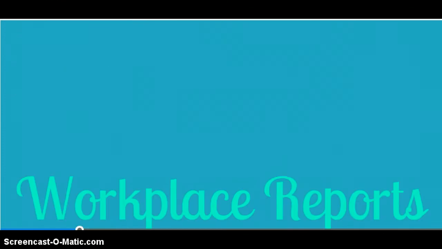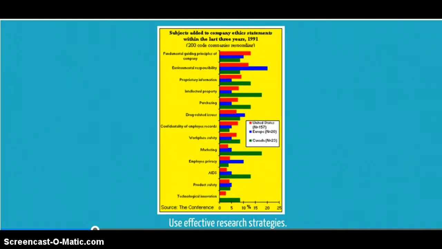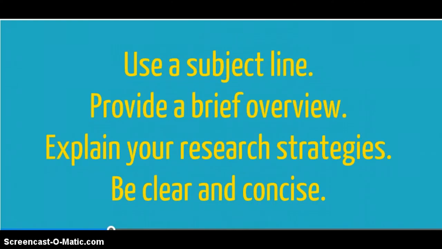The second type of informative writing that your book discusses is the informative workplace report. Informative workplace reports are real-world examples of informative writing. Always be sure to use effective research strategies as you gather the field data for this type of informative writing. Informative workplace reports also have several conventions that they typically follow.